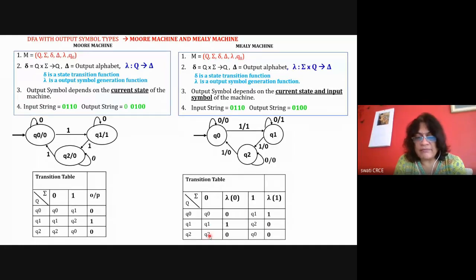Okay, I'll just take one transition. Q2 with 0. So Q2 with 0 input symbol, it's going to Q2. And the input symbol is 0, the output symbol is 0. So for this input symbol 0, it is generating the output symbol as 0. Okay, so that is what is written here in this diagram.